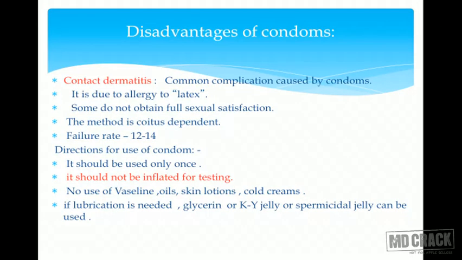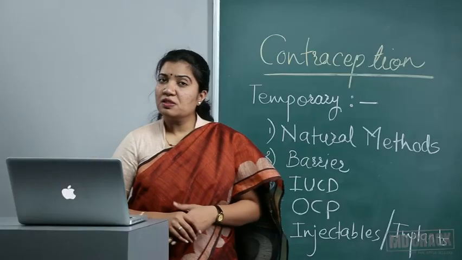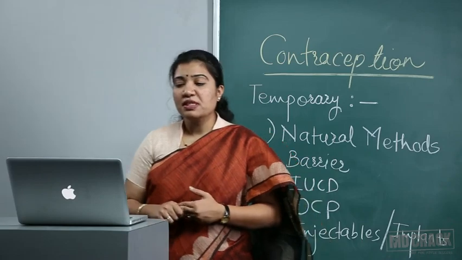What are the disadvantages? It can lead to contact dermatitis as it is made up of latex. So allergy to latex is quite commonly known. That's the common complication or side effect we can say. Some say that they do not obtain full sexual satisfaction. Again, this method is coitus dependent and the failure rate is high, around 12 to 14. Basically, this is because of improper use or some misconceptions.